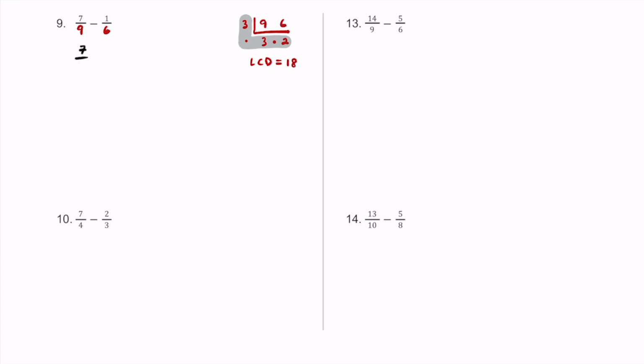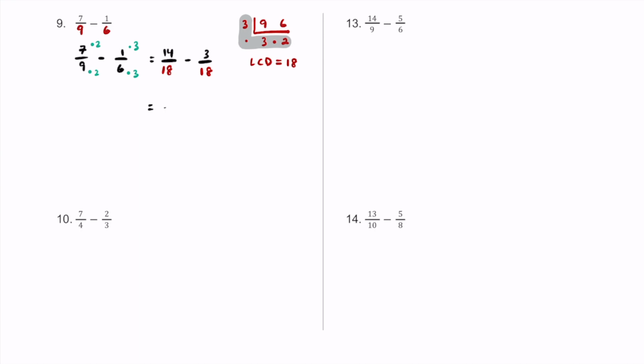So let's take the 7/9, and let's take away the 1/6. Let's rewrite these fractions using that 18. So let's use times 2 over 2, and times 3 over 3. 7 times 2 is going to be 14, so we're going to have 14 over this 18. And then we're going to take away 1 times 3, which is going to be 3 over the 18.